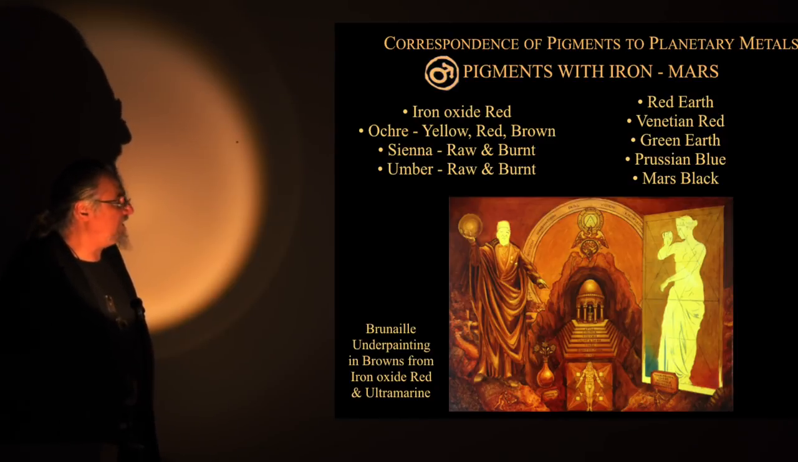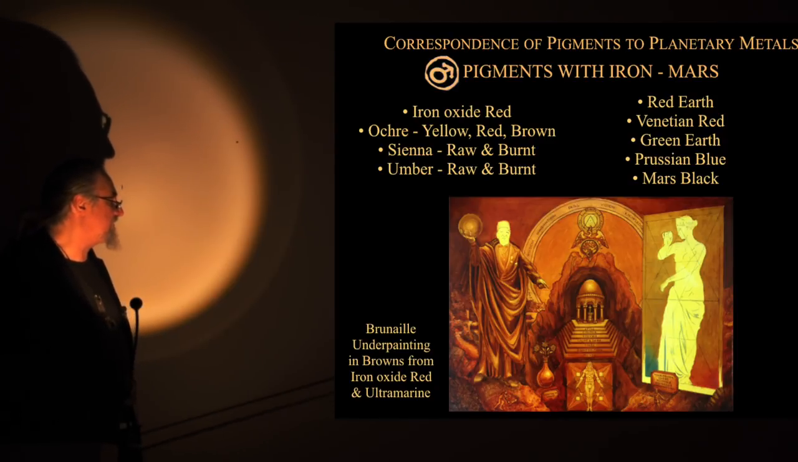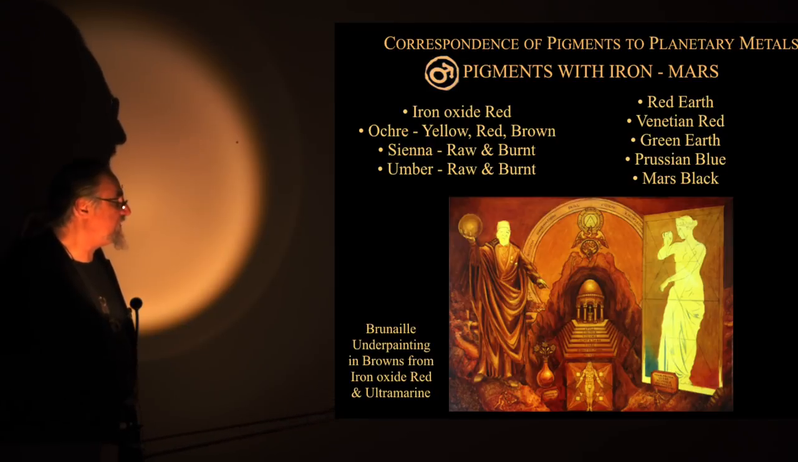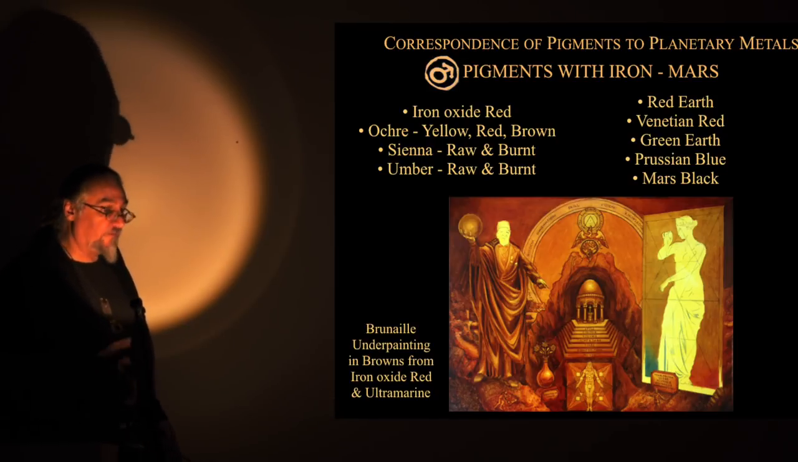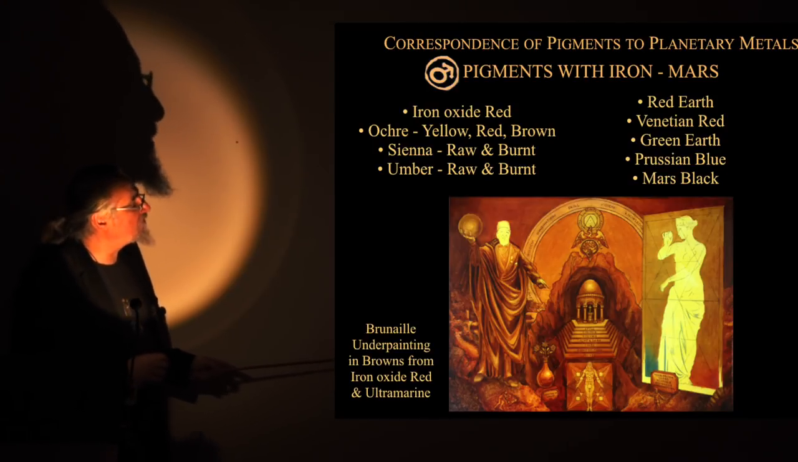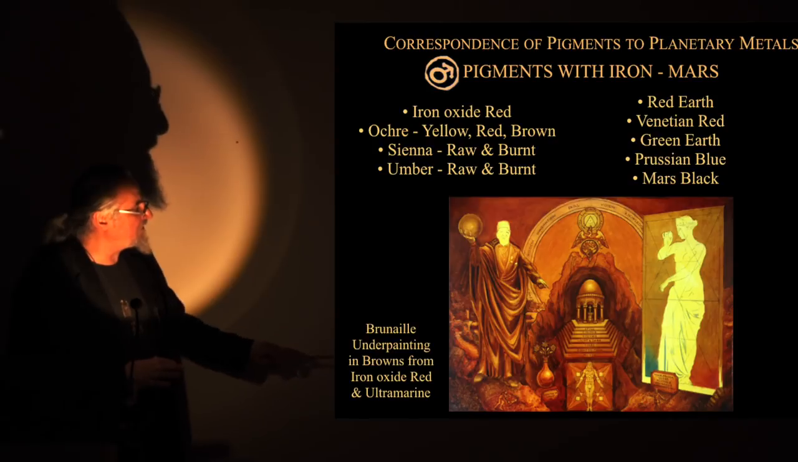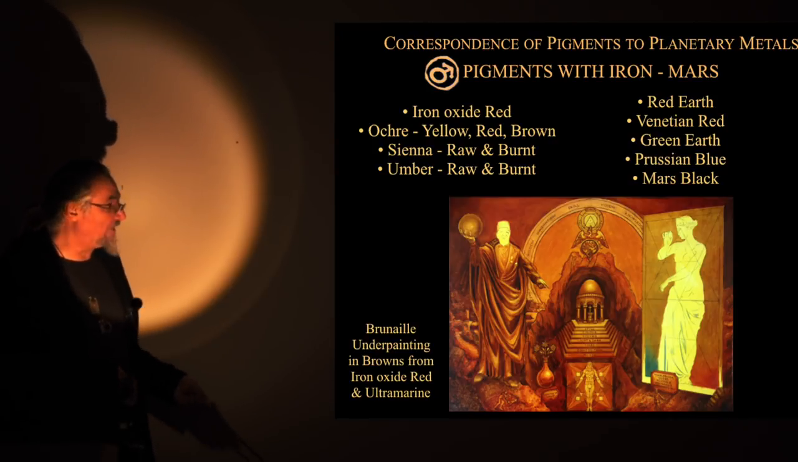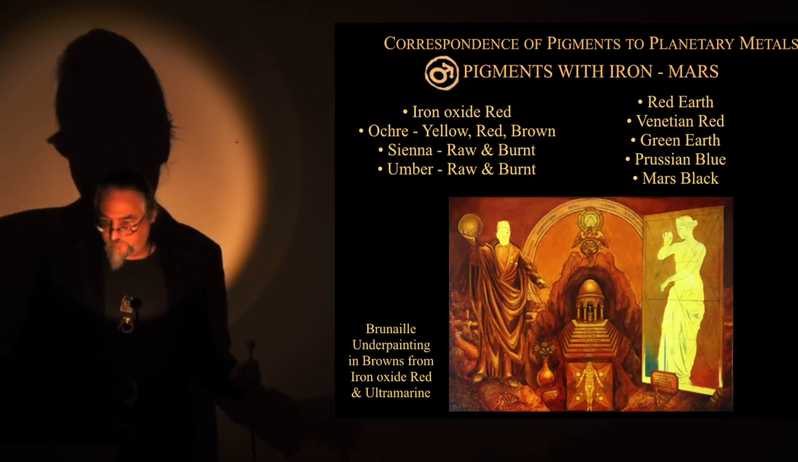In our particular case, if you recall, we mixed iron oxide red with ultramarine blue, and from that combination, we were able to create a series of warm and cold browns, and from those warm and cold browns, we were able to get this great variety of warms and colds in our underpainting.